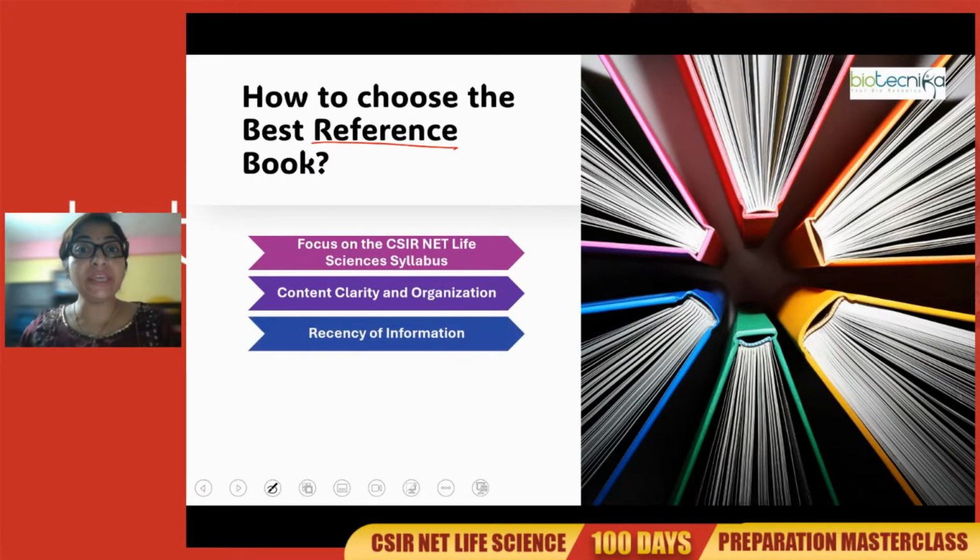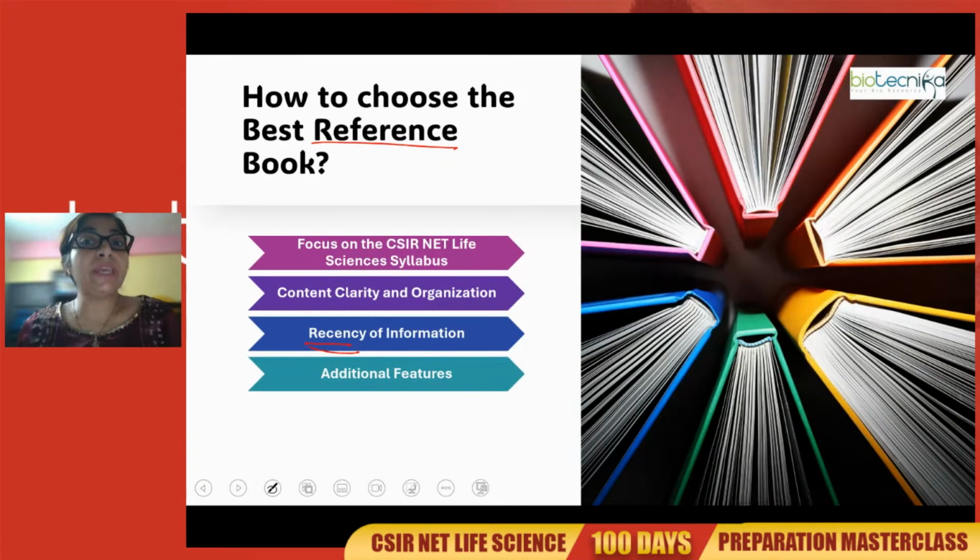Next is recency of the information. When you have the same book in multiple different editions, always go for the most recent edition. Why so? Because most recent editions include the recent research or the recent findings going on in that field. And mind you, CSIR question papers are based on this recent information. So those books will be able to give you better and more recent information.